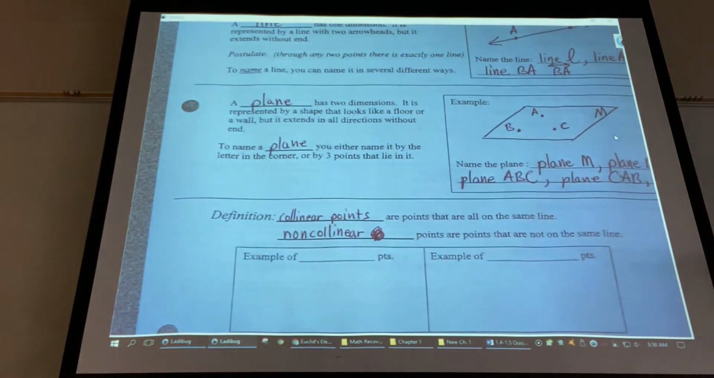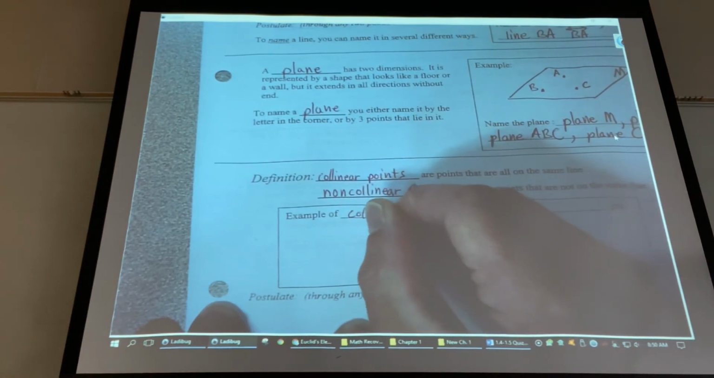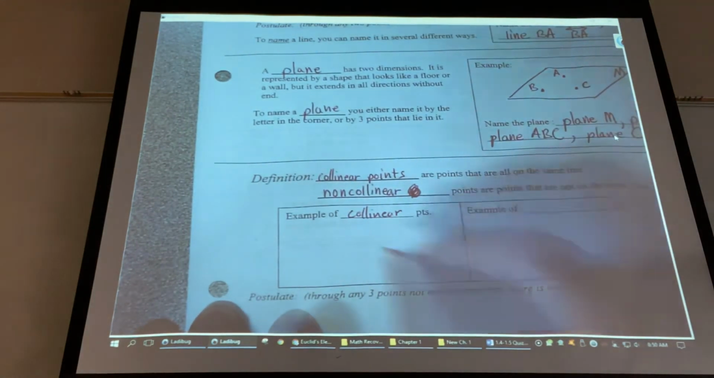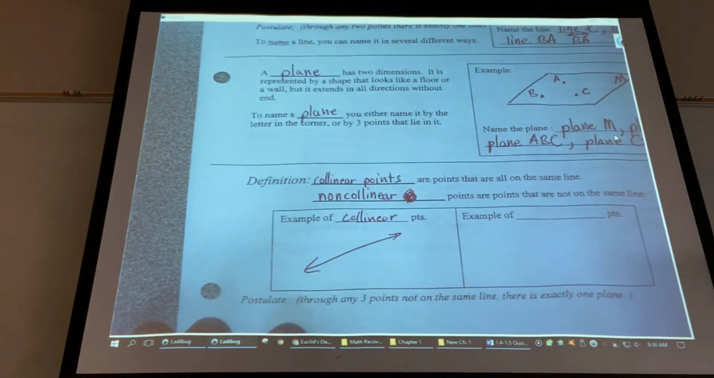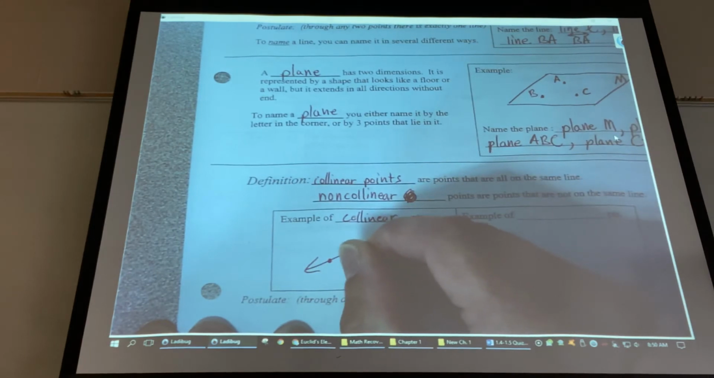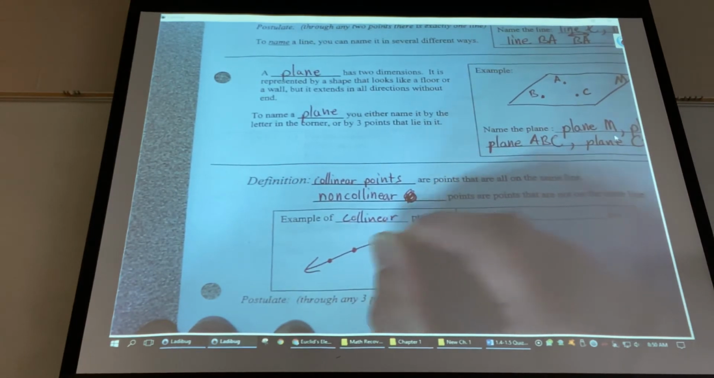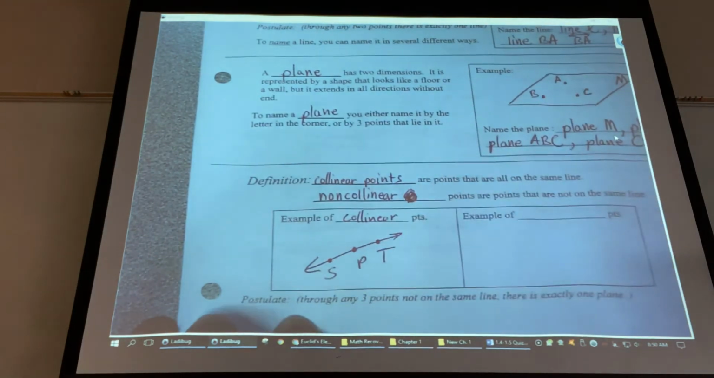Non-collinear points are points that are not on the same line. So let's take a look. Here's an example of collinear points. Draw a line, and make sure the 3 points you put all reside where? On the line, right? So S, P, and T are collinear.